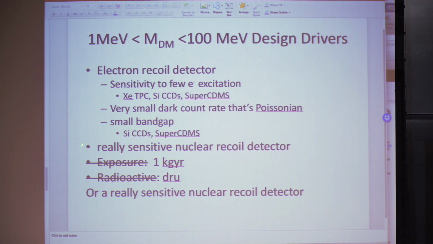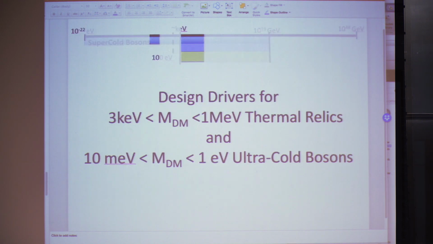Another way you could go is just have a really sensitive nuclear recoil detector. Again, the exposure is small, 1 kilogram-year, not a big deal, to get really meaningful limits. So we're not talking about 10 tons. All you need is a kilogram. And the radioactivity limits are a DRU, so 1 event per keV per kilogram per day is all you need. So it's, again, manageable in today's world.